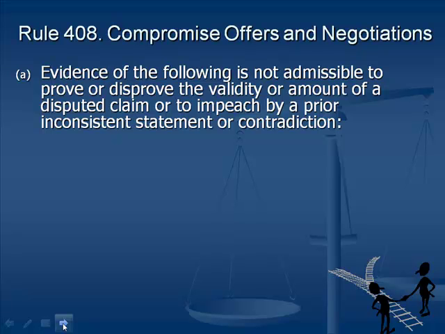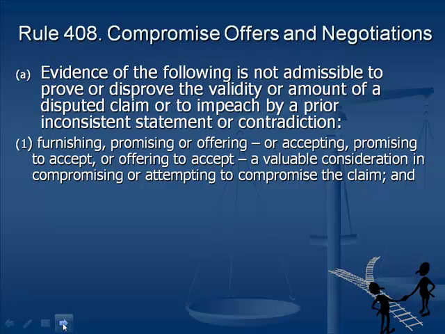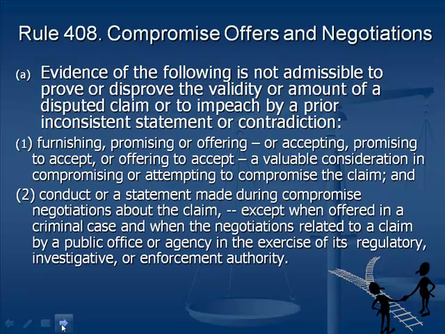to settle the case. Two types of evidence that are covered under the rule are first, furnishing, promising, or offering, or accepting a valuable consideration in compromising or attempting to compromise the claim. In addition, it's introducing conduct or statements made during those negotiations to prove or disprove the validity of the claim. So the offer to accept the amount of money itself, plus statements made during those negotiations.